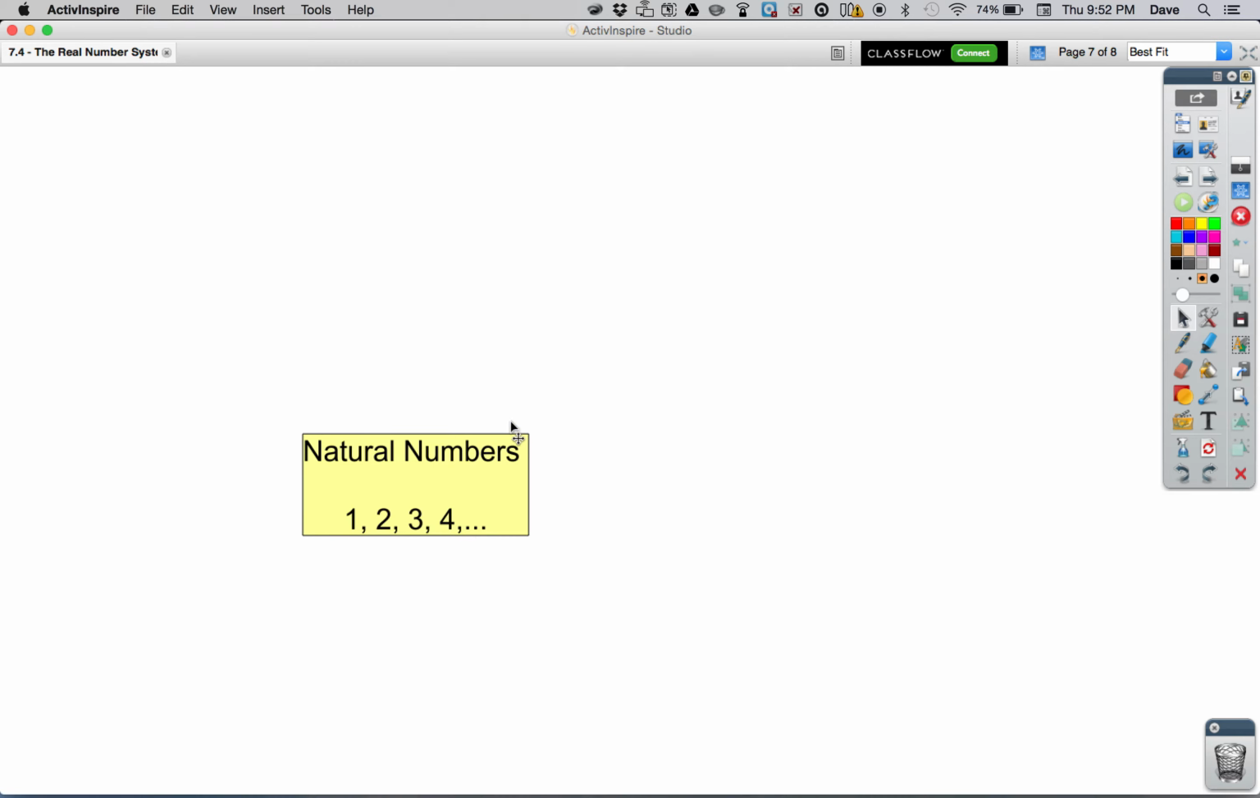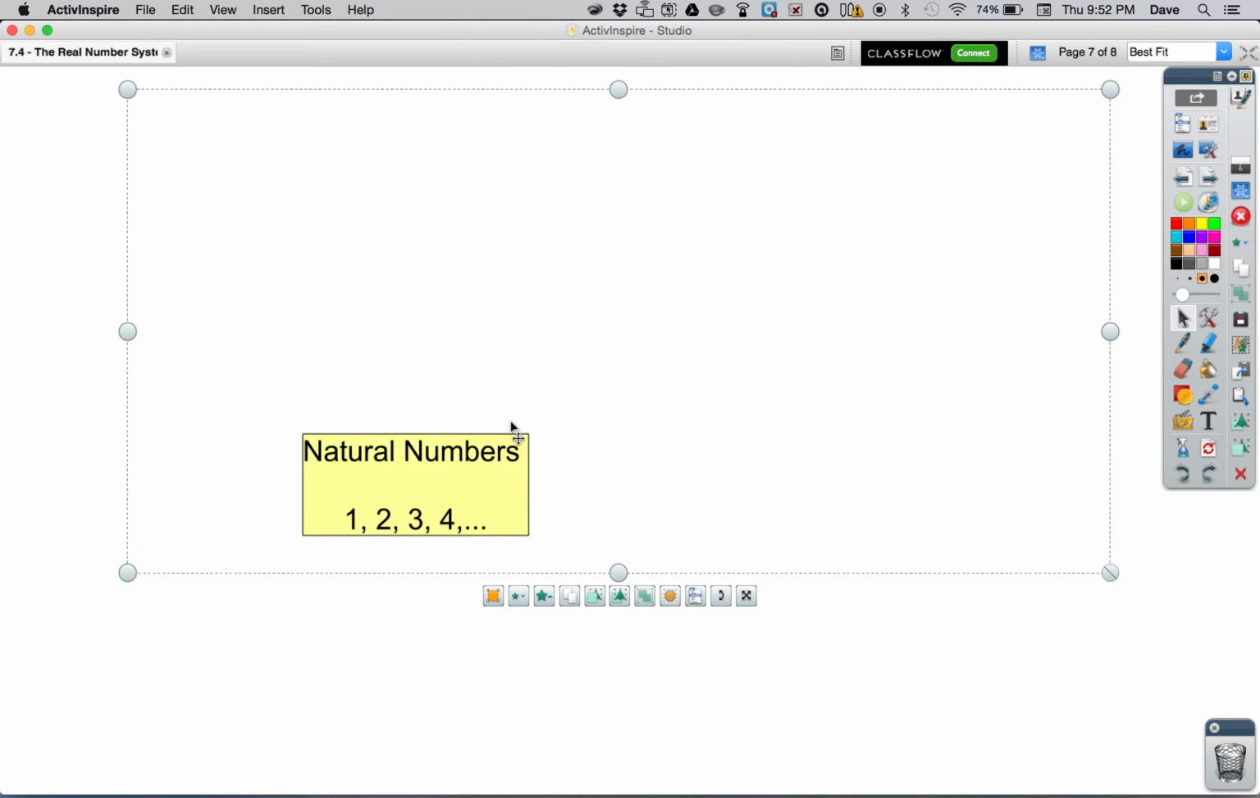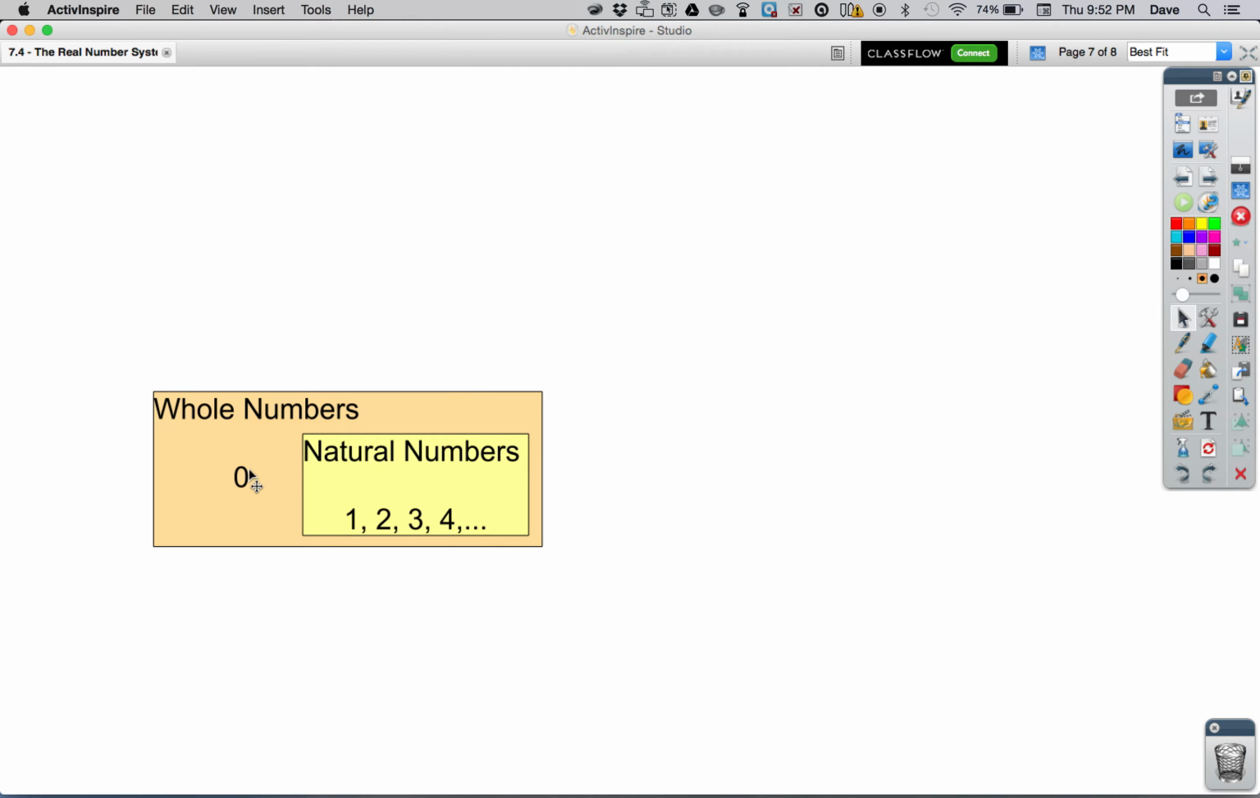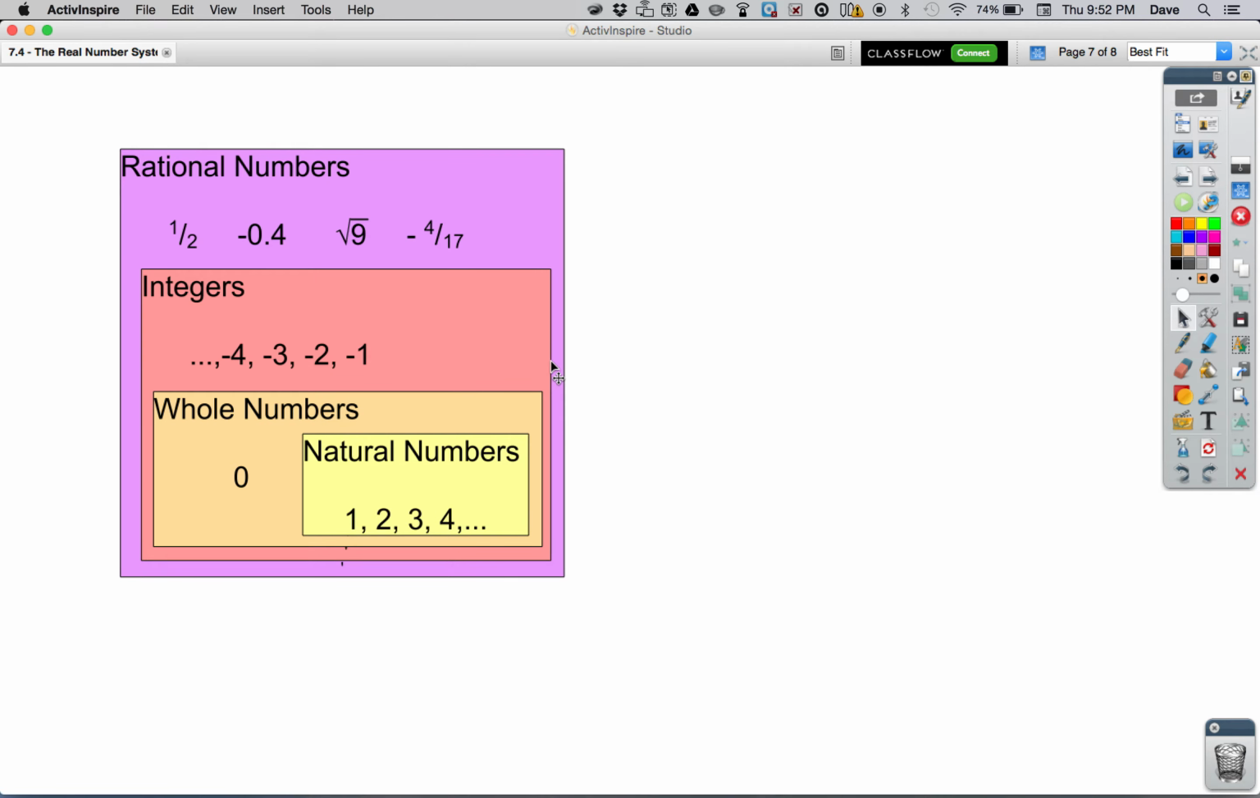Then the idea that, well, you know what? We're going to need 0. 0 is an important number, so let's add 0 on to the natural numbers and we'll reclassify this as the whole numbers. So the whole numbers is nothing more than 0 plus the natural numbers. Then the idea that, you know what, sometimes we need to express things in terms of negatives. And so all the opposites of the whole and natural numbers were added on, which became the integers category.